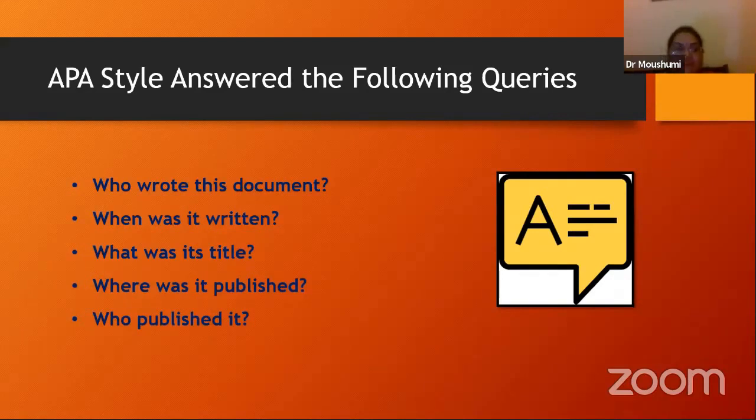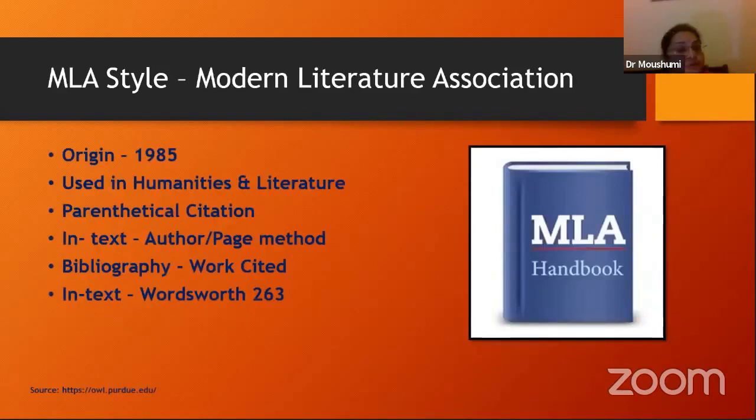It is absolutely correct. We have another style known as MLA style, the Modern Language Association. It originated in 1985. It is mostly used for humanities and literature. It is a parenthetical citation where you use it within brackets. It also has in-text citation, but the main difference is that in APA you have the author and date method, but in MLA you have the author and page method. Instead of bibliography, we use the term works cited here, and in-text citation is also there. For example, Wordsworth 263. Why am I using Wordsworth as an example here? Because it is mostly used for literature. That means Wordsworth in any of his work, and what work I will get in my reference list: Wordsworth, page 263.